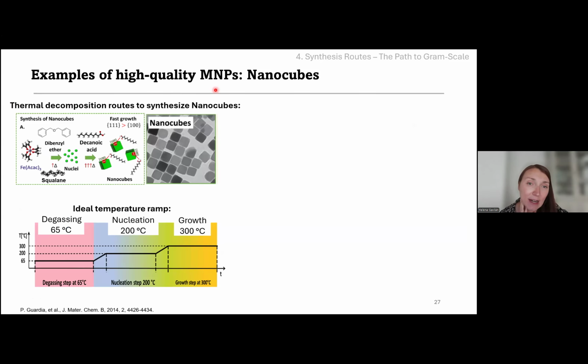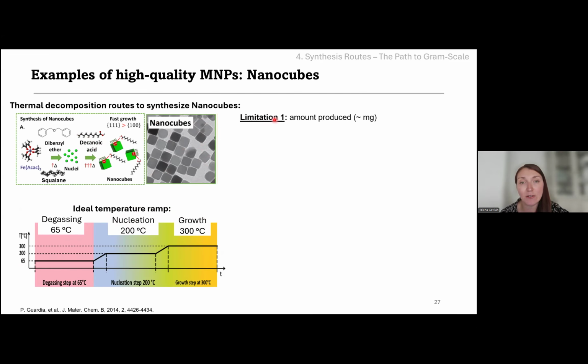Normally, nanocubes are produced by a thermal decomposition route, okay? Normally, dibenzyl ether is employed with some surfactant like decanoic acid, okay? You obtain these monodisperse nanocubes. You have this temperature ramp. First you degas, then you nucleate the nanoparticles, and in a third step, you grow these nanocubes. So you separate the nucleation and the growth, and this helps with the monodispersity of the sample.